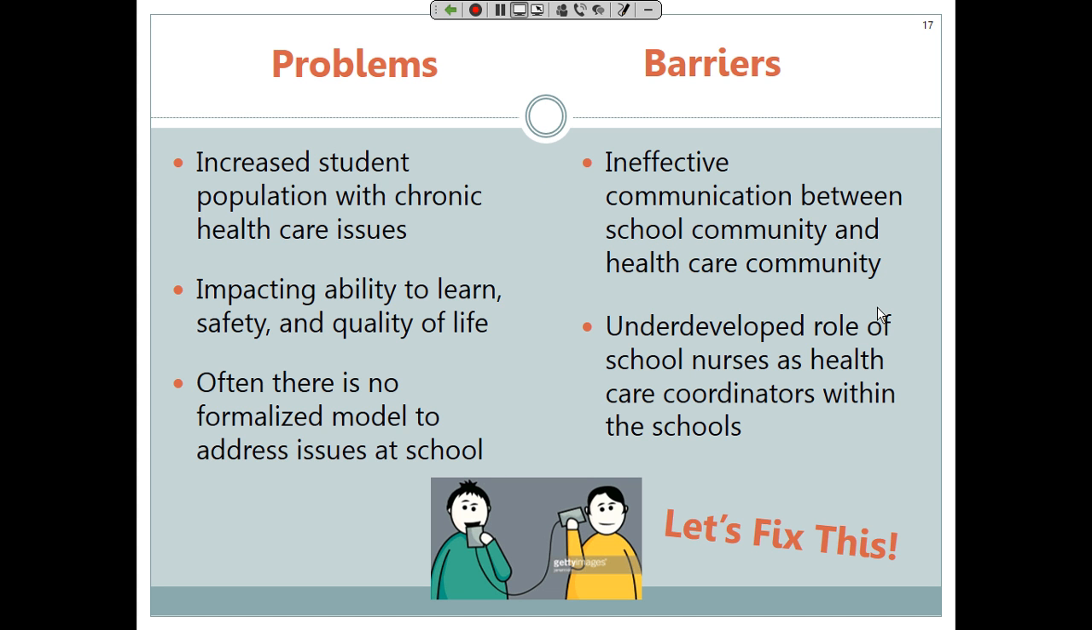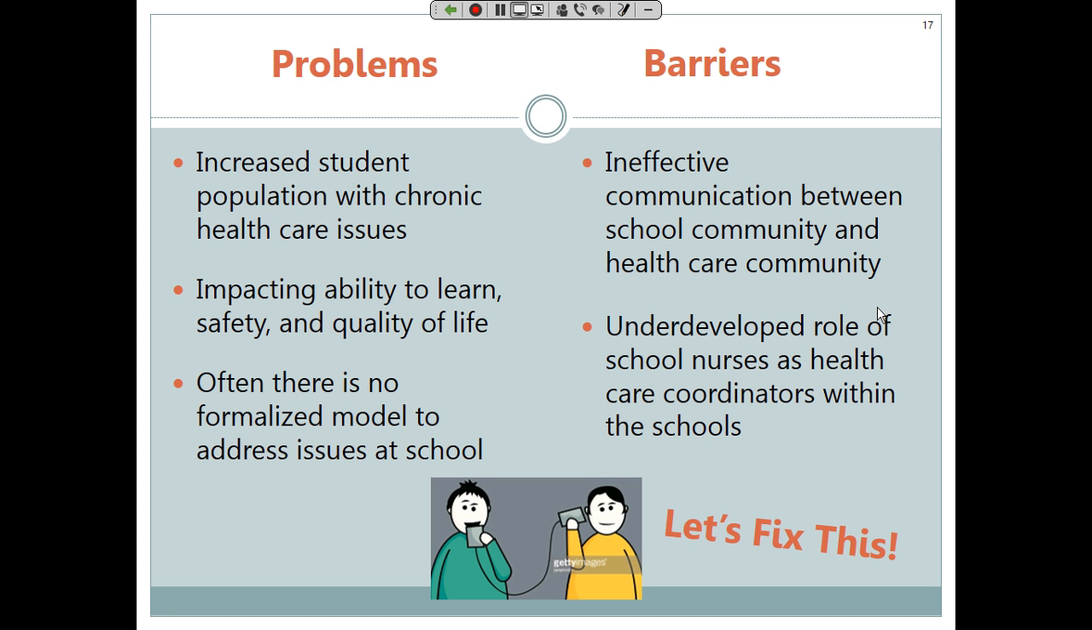We know that there's a dramatic increase of chronic health issues that challenge our children, such as asthma and ADHD and type 2 diabetes, just to name a few. Clearly, these conditions affect the ability of a child to learn, to focus on school, and their rate of absenteeism. Often there's not a formalized model or system to communicate student health needs between the school, parents, and community health care providers.